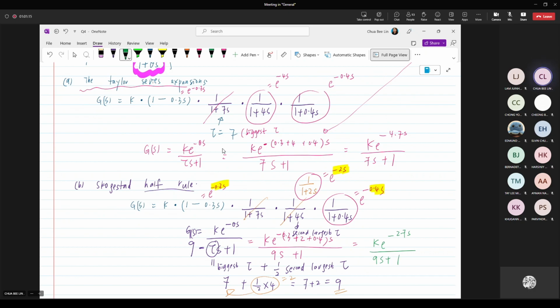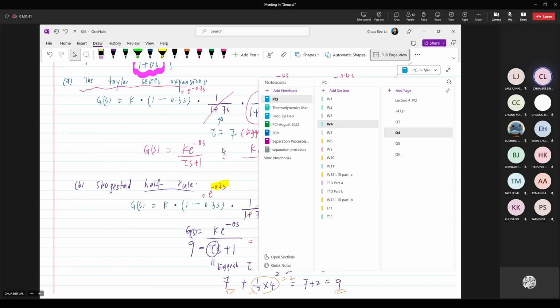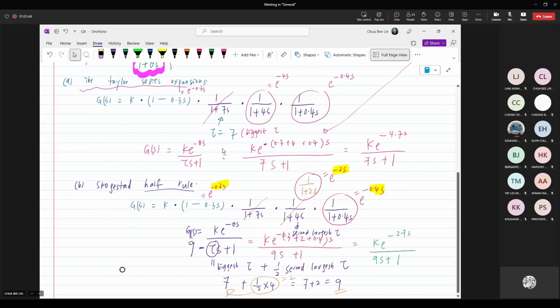Okay, then we will try another few more. So question 5 will be having the part A and part B. A will be first order plus time delay, and B will be the second order plus time delay. They use the half rule. Okay, so we move on to the next question. So we have 5 and 6. Okay, we'll finish then finish. It's a quick one.